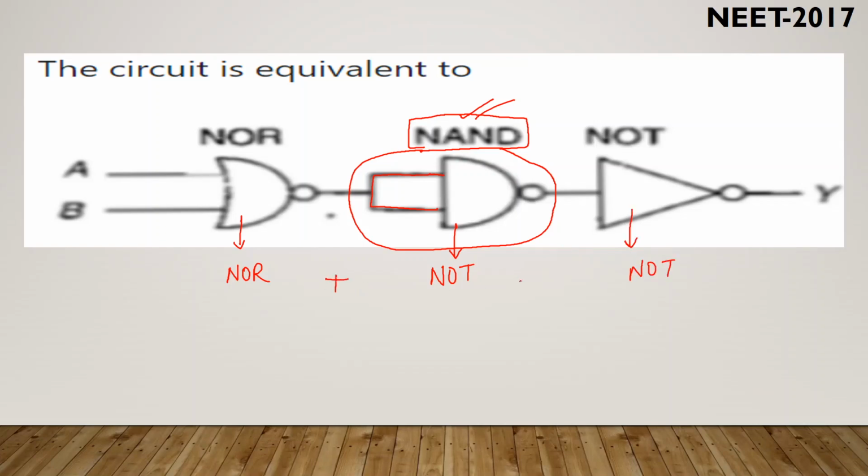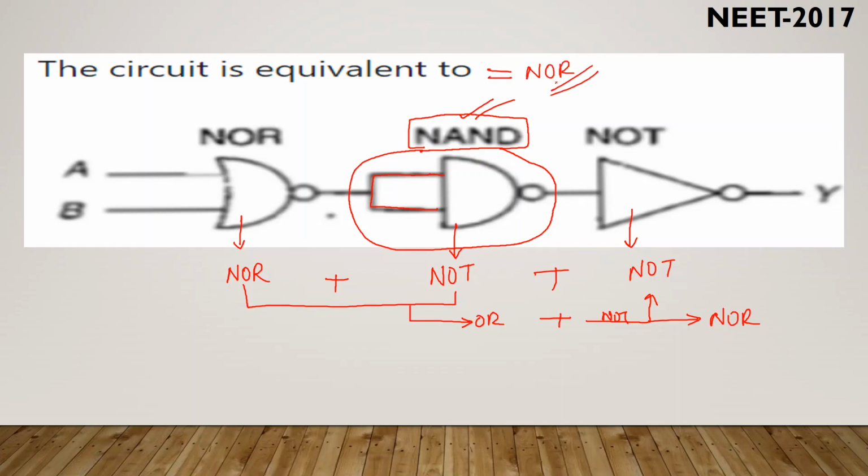Now let us add all of them. NOR gate plus NOT gate will give OR gate. OR gate plus again this NOT gate will give nothing but NOR gate. So this is nothing but which logic gate? This is equivalent to a NOR gate. The same problem has been repeated. Now let us move on to the next problem.